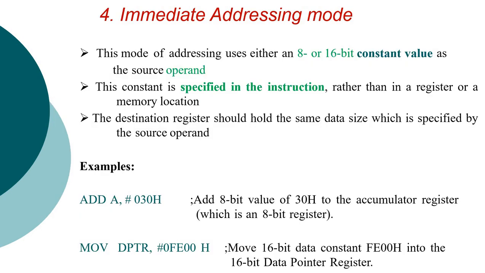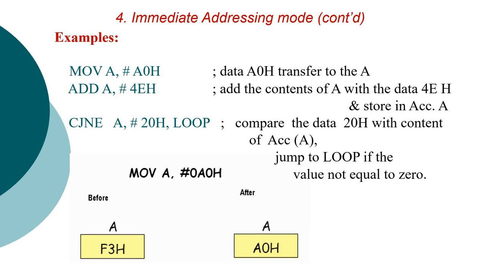The fourth addressing mode is the immediate addressing mode. What does it mean? The immediate data is directly specified in the instruction with the symbol hash, followed by 8-bit data, and that will be transferred to the destination, and it could be an address, a direct data, or an indirect data. Example: MOV A, #0A0H. So A0H is an immediate data because it has the symbol hash, and that will move to the accumulator after execution of this instruction.